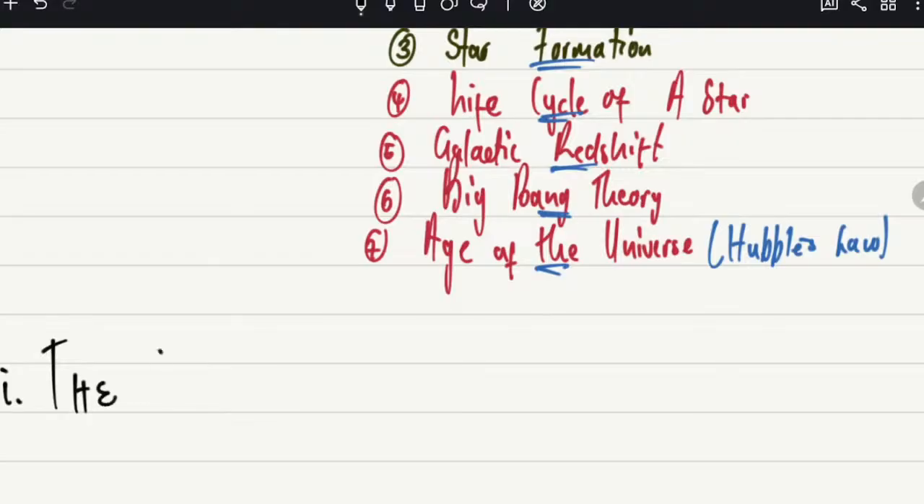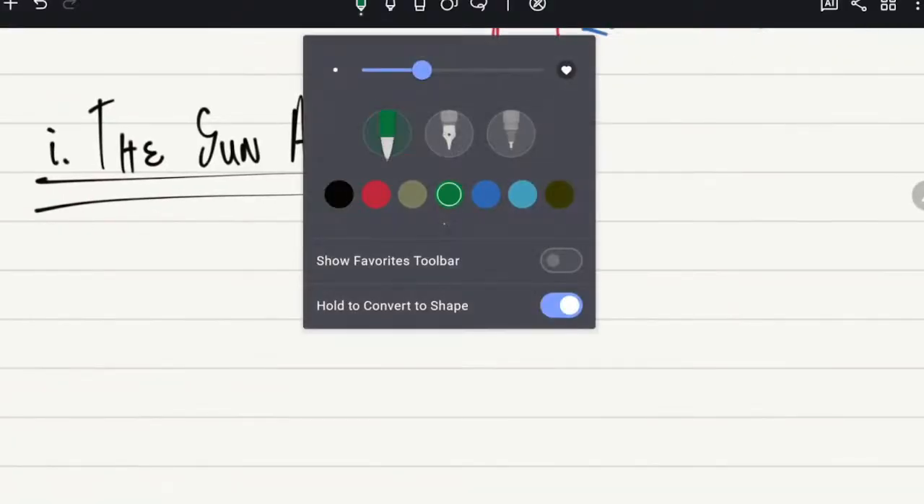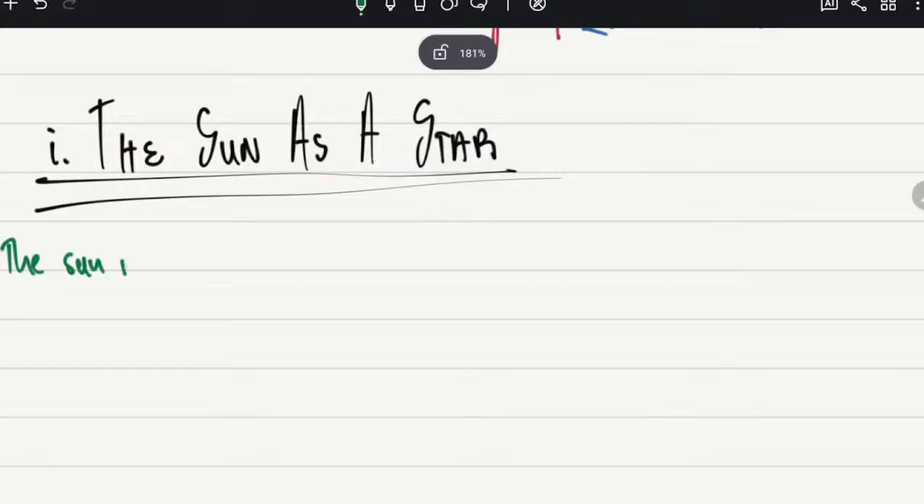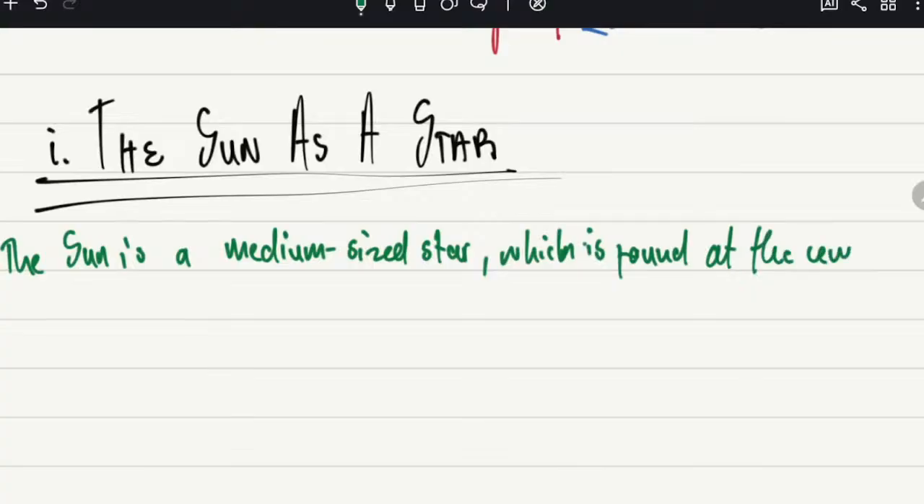The sun as a star. What should we know here? Write this: the sun as a star. So, here are the main things they want you to know. You should know that the Sun, with a capital S, is a medium sized star, which is found at the center of the solar system. So in terms of size, it is medium. And we already know that it's found at the center of the solar system.